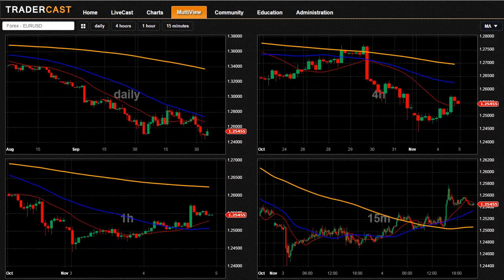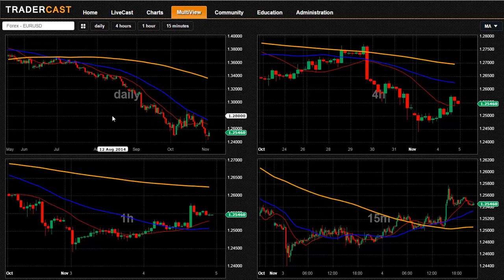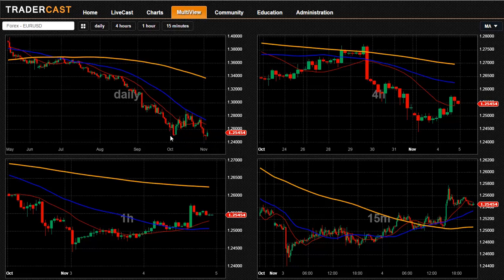We are looking at Euro dollar in a multiple time frame layout, so daily, 4 hourly, hourly, and 15 minutes. We can see that our daily time frame is clearly downtrending from 1.4 all the way down to about 1.24, clearly below falling 20 and 50 period moving averages, but there's a bit of a bounce back here.